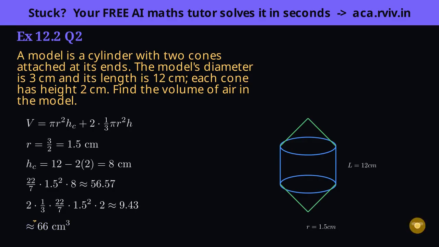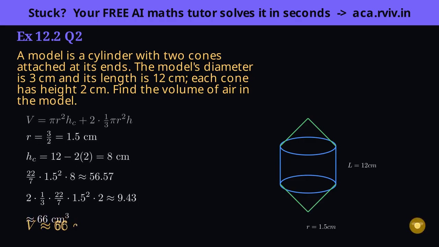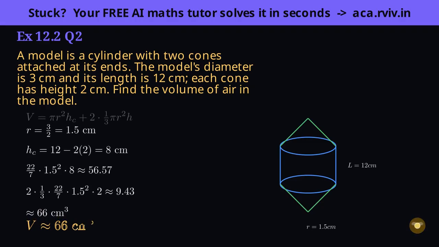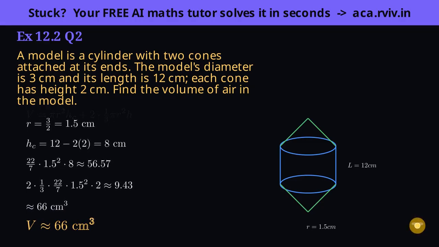The habit to keep: when cones or caps share the tube's radius, their heights simply come off the total length first, so you get the cylinder's true length before computing anything. Split the length before you split the volume.